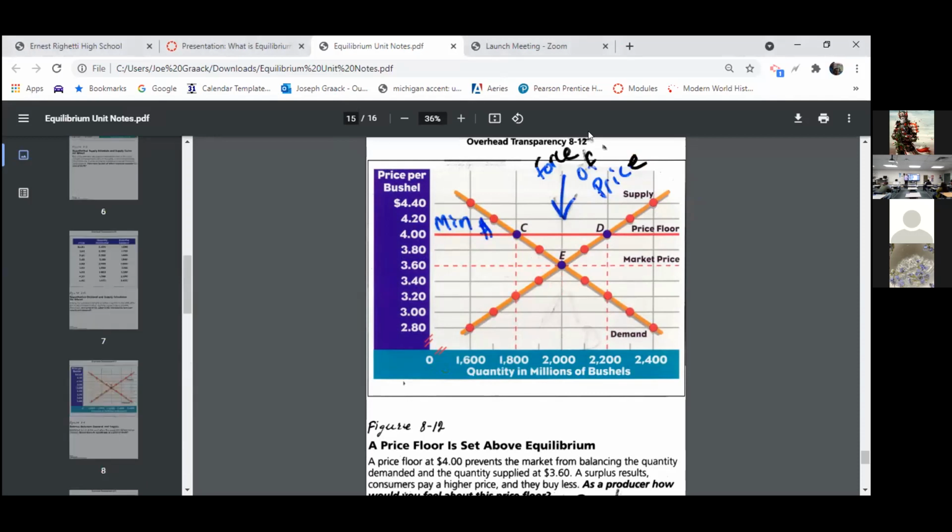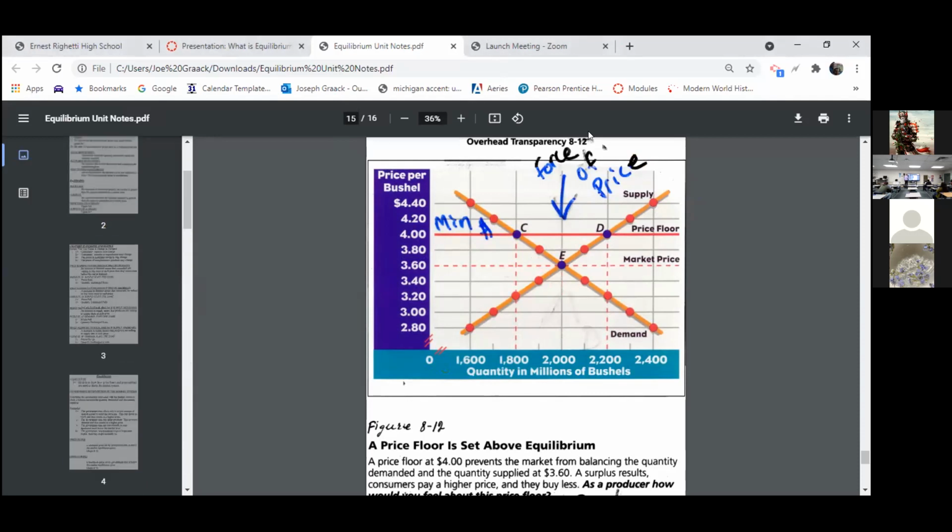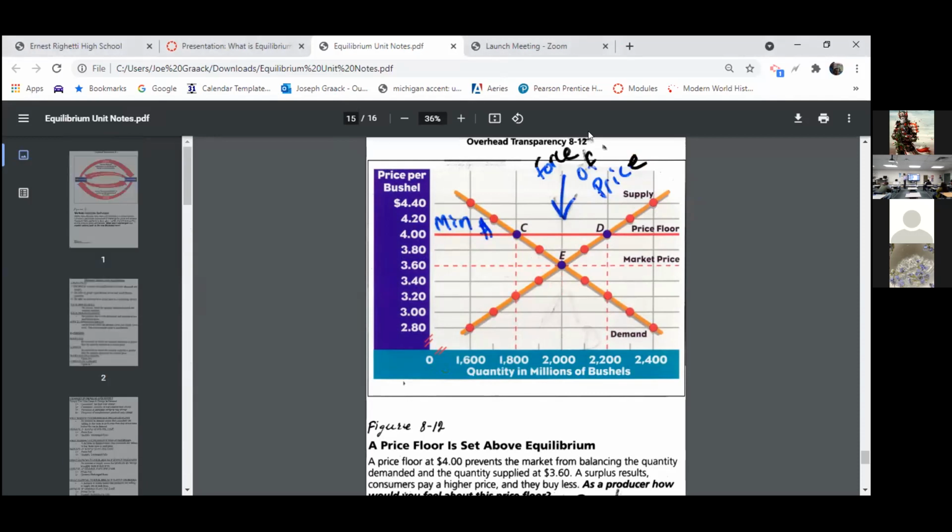is, we'll look at this tomorrow, what happens if the government sets a tariff. So one of the things that Trump did the first couple of months that he was in office was put a tariff on foreign steel. What that does is set a minimum price for a good or service.